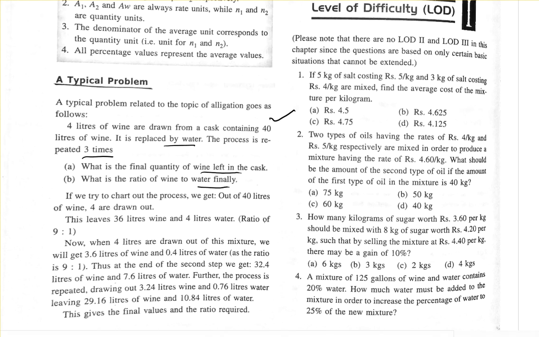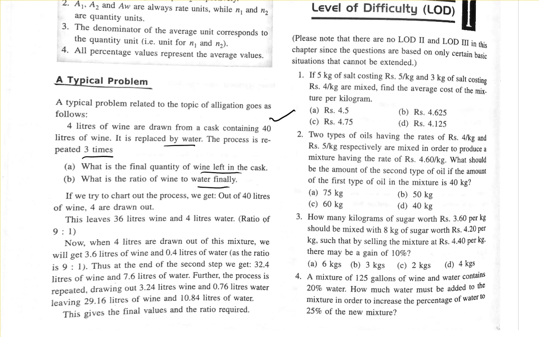Remember, 4 liters of wine are drawn and then water is added. In the first step, there is not much problem because it is 36 liters of wine and 4 liters of water. But now these two are mixed. So now when you draw 4 liters, you don't draw out pure wine. Water is also drawn. You have to keep that in mind. So now you cannot do -4 and +4 like the previous step. So serious calculations will be there.